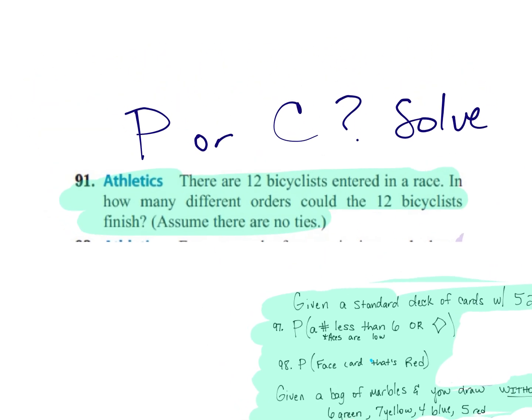So for permutation, order matters. Combinations, order does not matter.